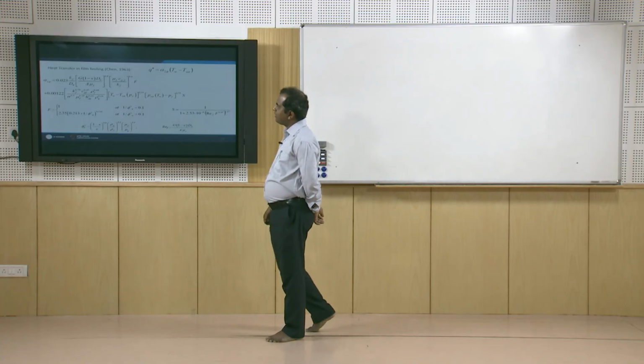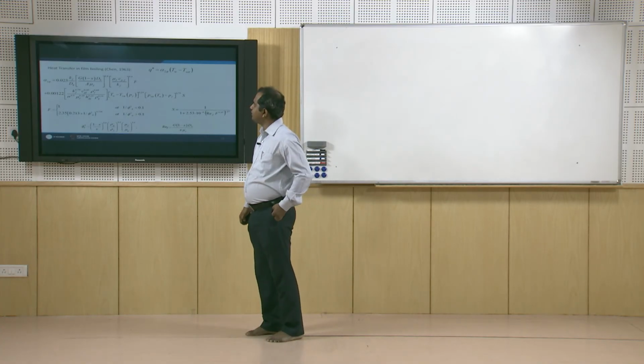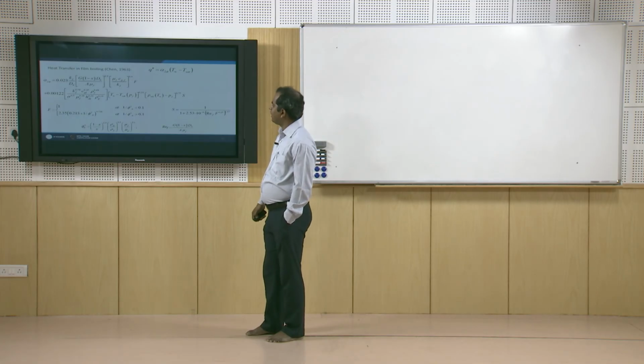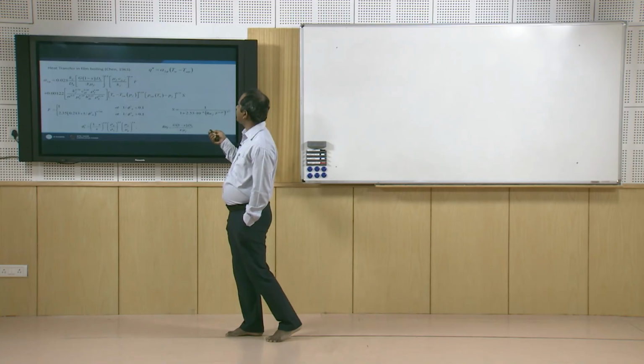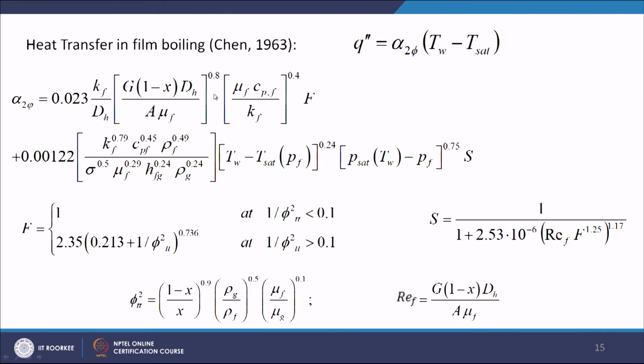Similarly, in case of film boiling, in flow boiling situation, one can find out the heat transfer coefficient in this fashion. So, the heat flux q double dash will be alpha 2 phi times Tw minus Tsat, and this alpha 2 phi can be found out in this fashion. All these things are actually fluid dependent parameters apart from G. So, once you know the value of the flow rate, you can find out the value of G. Only this Tw minus Tsat is actually your degree of superheat.